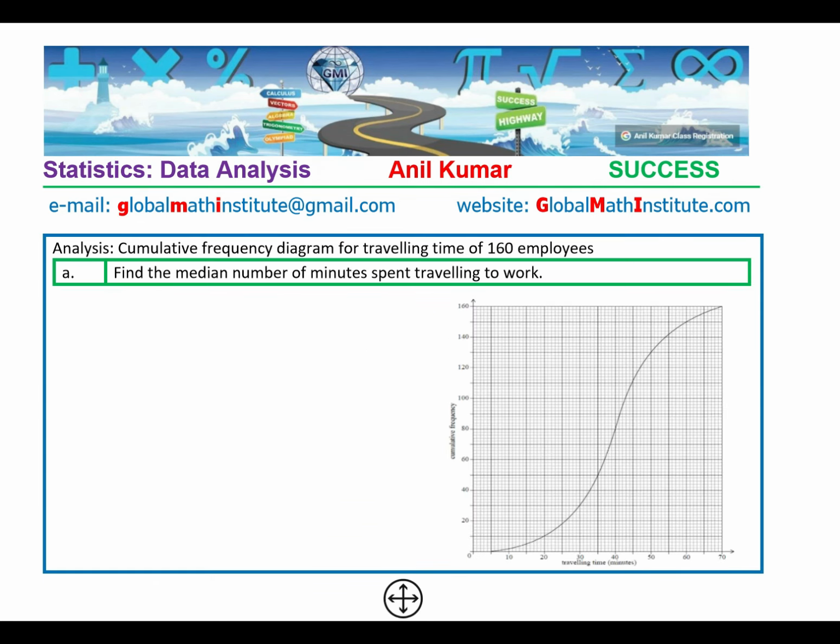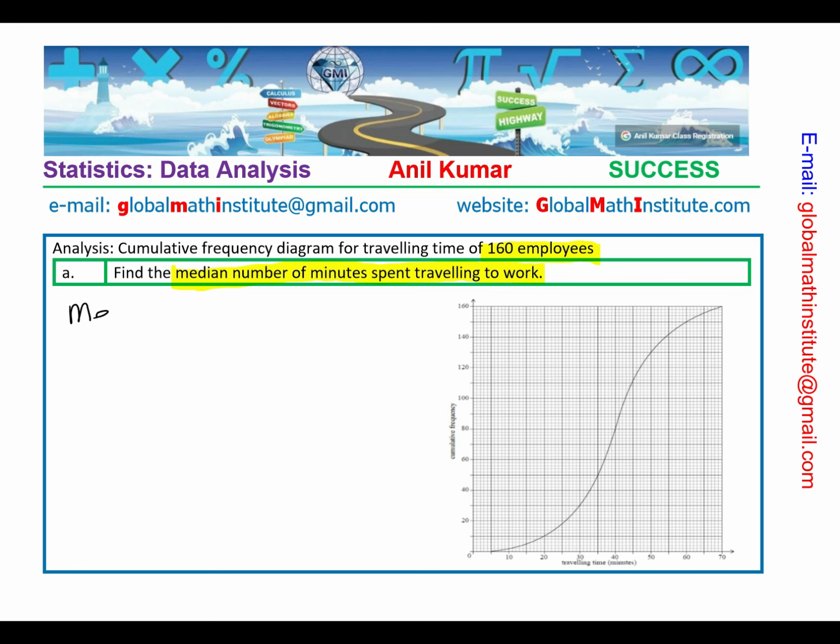So, here is a slightly bigger diagram from which you can read the values. Let us now try to understand how do we analyze and read the graph properly to answer questions in a test paper. So the very first one here is to find median number of minutes spent traveling to work. And we have a total of 160 employees. So this median number is also called 50th percentile, right? So let's try to understand.